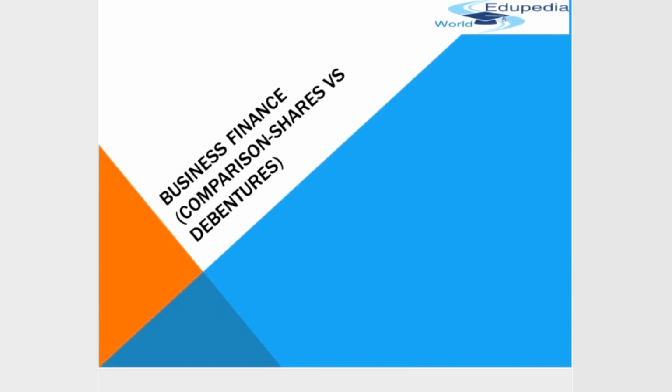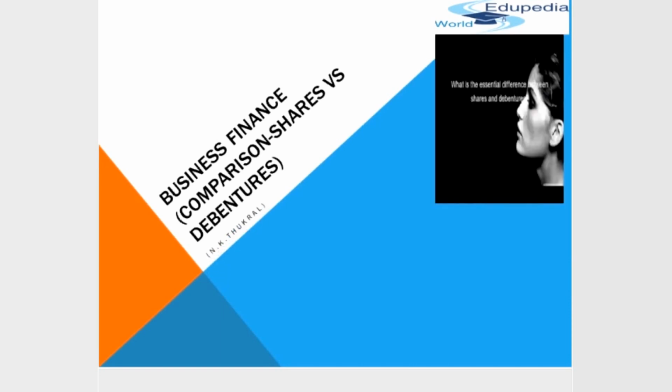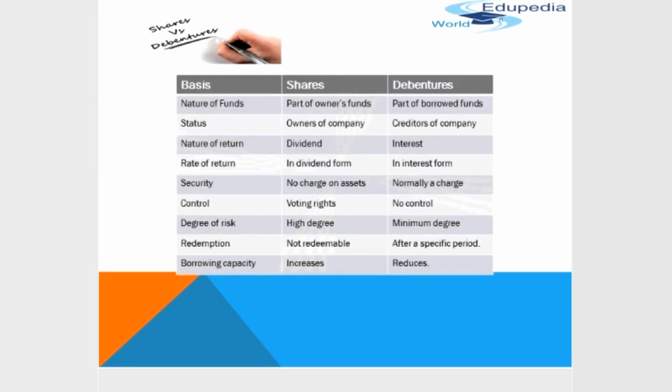Now, let us go ahead and see what are the differences, what are the basic points where the shares differ from the debentures. Number one point is nature of funds. Shares are considered as part of owner's funds of the company, whereas debentures are considered as borrowed funds of the company or creditors to the company. Next point of difference is status. Shareholders are the owners of the company, whereas debenture holders are the creditors of the company. And nature of return: shareholders get return in the form of dividend, whereas debenture holders get return in the form of interest.